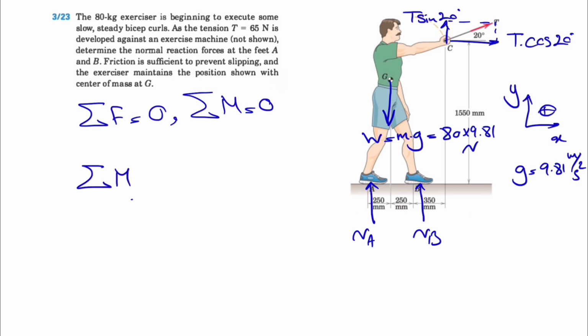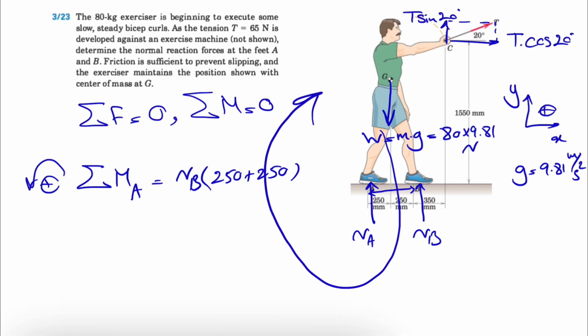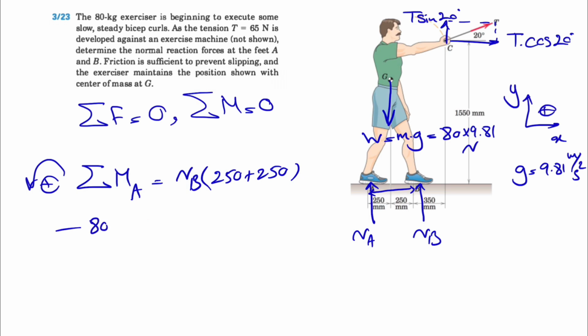Let's do it for point A. That way we can get rid of the unknown at point A. The moment of NB is counterclockwise, so positive: NB times the distance from A to B, which is 250 plus 250 plus 250 millimeters. We don't need to convert millimeters to meters because it's going to cancel out at the end. We also have the moment of the weight, which is clockwise, so negative: minus 80 times 9.81 times the distance, which is 250.